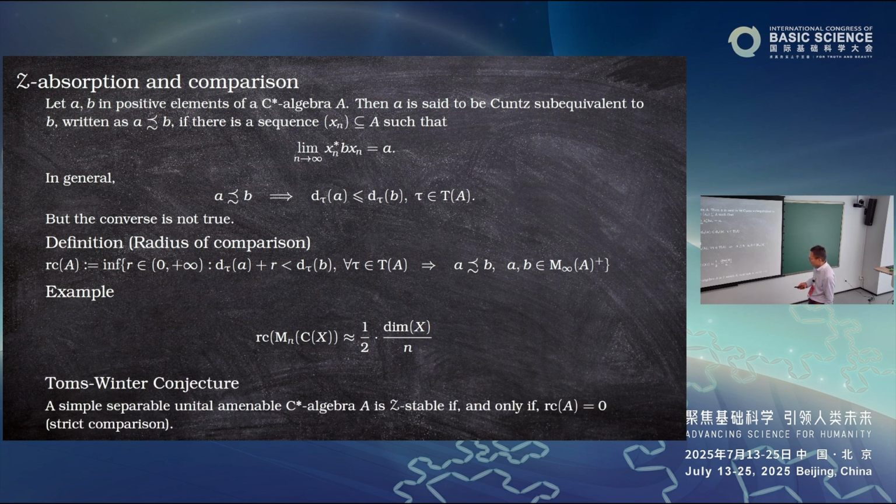And in general, so why mean dimension 0? In general, here is the Toms-Winter conjecture. When a C-star algebra is Z absorbing, it's conjectured to happen if and only if the radius of comparison is 0. So in principle, Z absorbing should correspond to slow dimension growth, or 0 dimension ratio. So this ratio should be arbitrarily small.